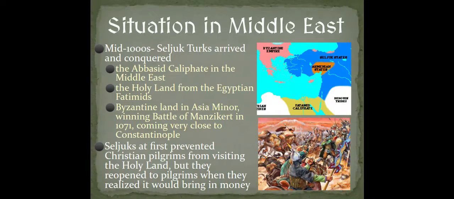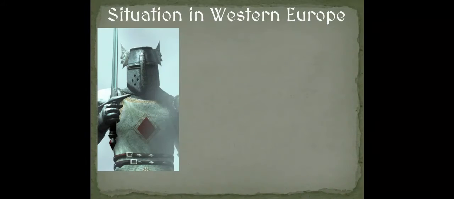At first, the Seljuks prevent Christian pilgrims from visiting the Holy Land, but eventually they reopen the area to pilgrims when they realize that these pilgrims are bringing money, right? They have to stay somewhere, they have to eat somewhere. It's just like tourists today.